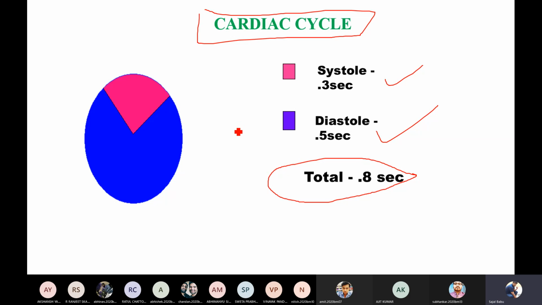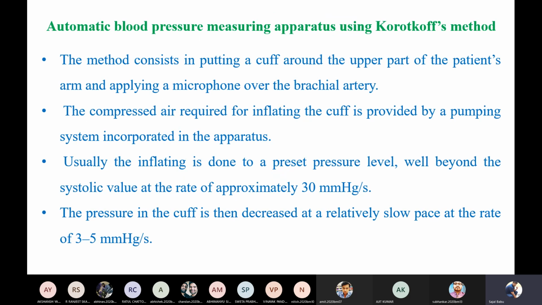So I think it's right, because normally it is at 72 beats per minute. Then 0.1 beat is going to take 0.8 seconds. Then approximately it will be 72 beats.